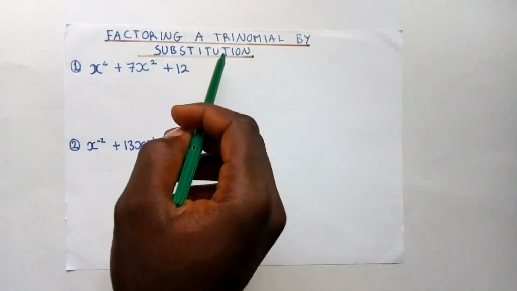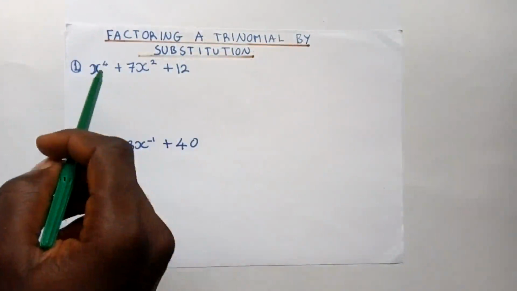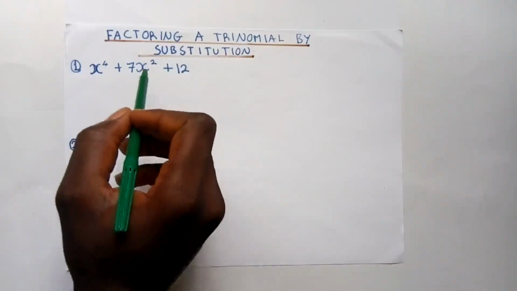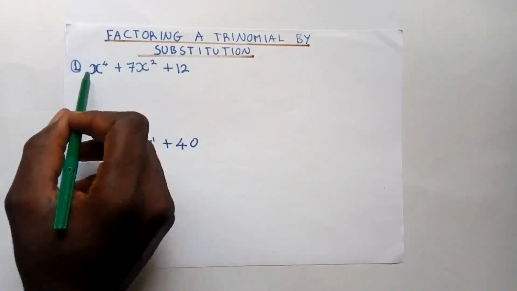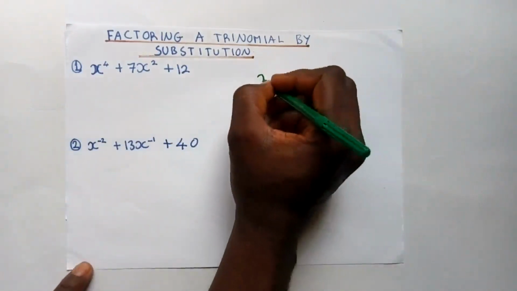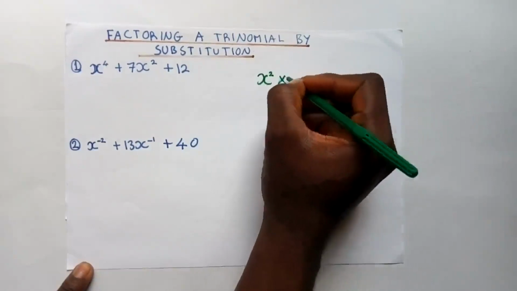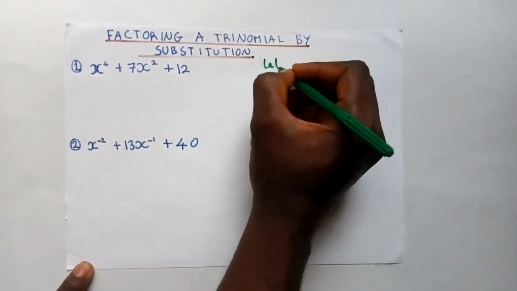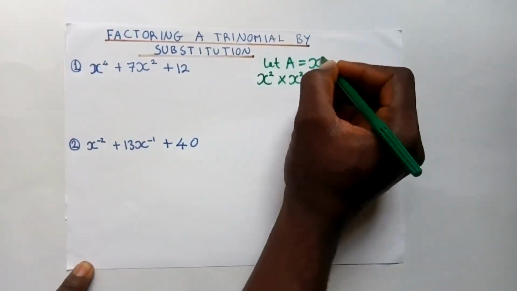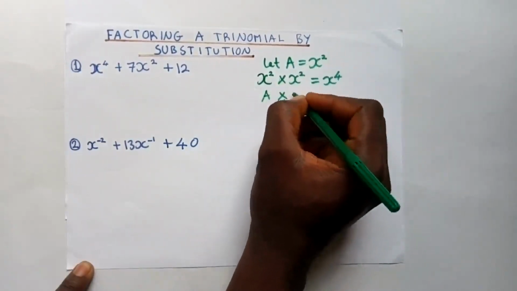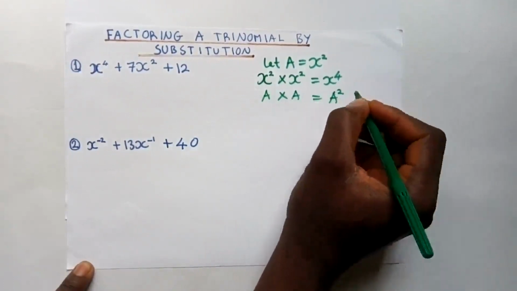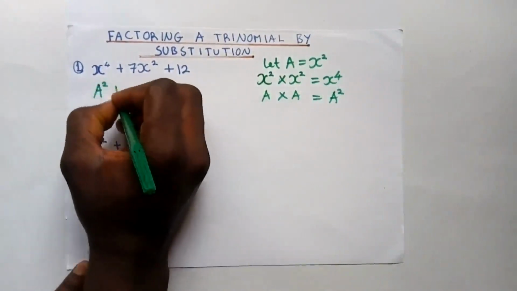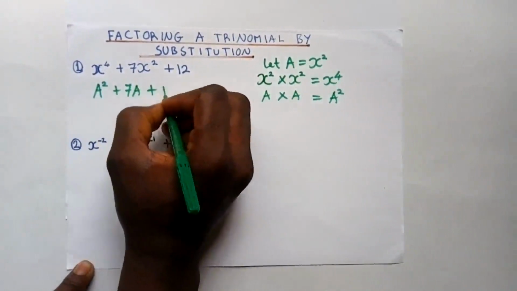Factoring a trinomial by substitution. We want to factor this trinomial: s to the power of 4 plus 7s squared plus 12. Notice that s squared squared is equal to s to the power of 4. So let a equal s squared. A multiplied by a gives us a squared. So we can rewrite this as a squared plus 7a plus 12.